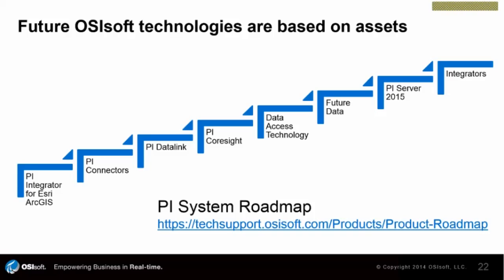So these are some of the exciting new technologies and new software that we have in the pipeline. We're going to start releasing them over the next, say, 3 to 12 months. By all means, if you're interested in seeing what we're working on, please visit this PI system roadmap on the web.